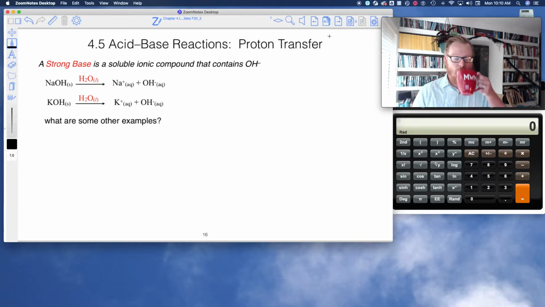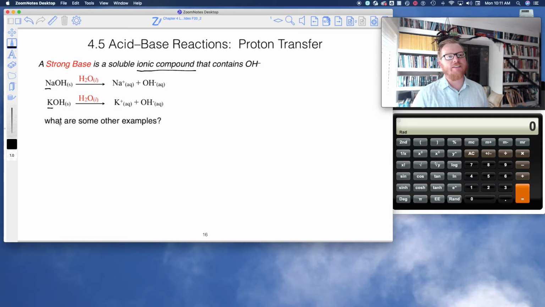So let's talk about bases now. A good definition of a base is a soluble ionic compound that contains hydroxide. So keep that in mind, right? I just told you all those strong acids, technically in the absence of water, they are covalent. The strong bases, however, are ionic compounds. Because look, sodium is a metal. Potassium is a metal. So it's a metal bonded with a nonmetal. That means it has to be ionic.